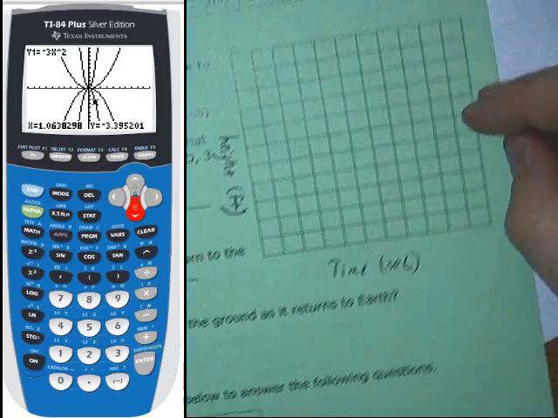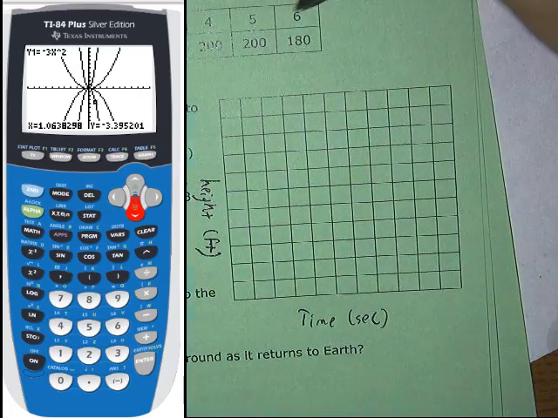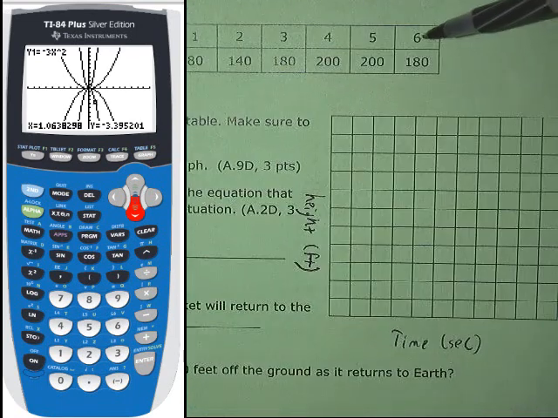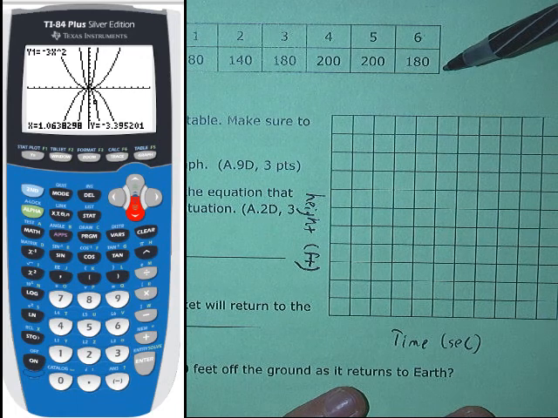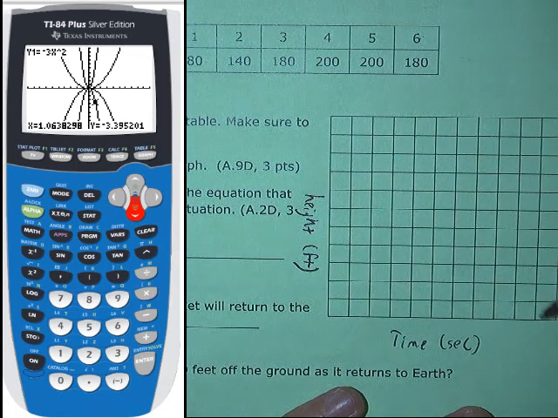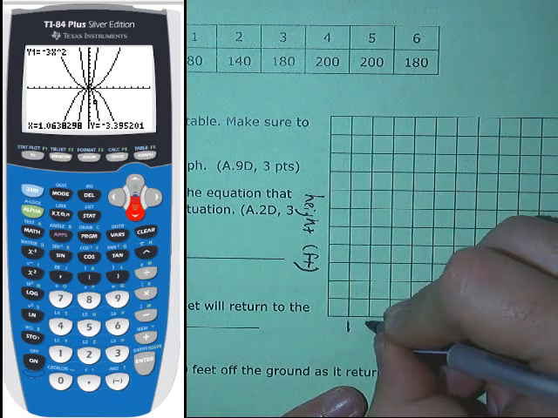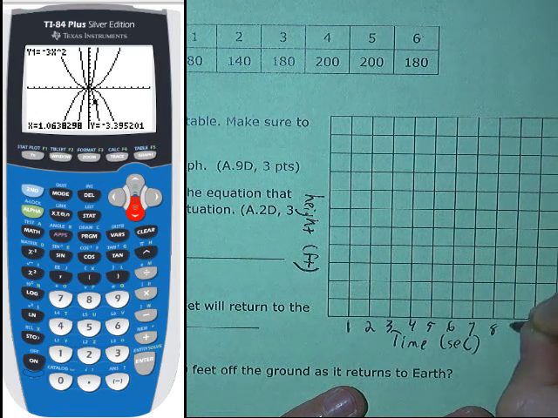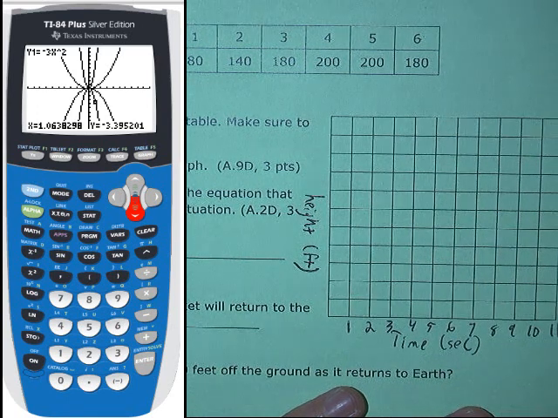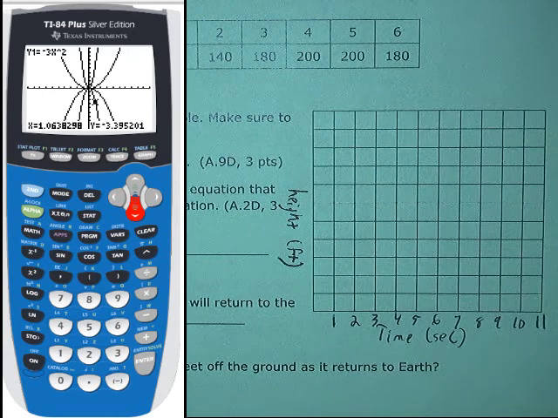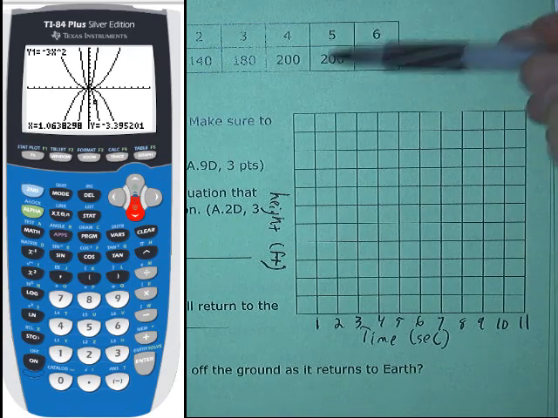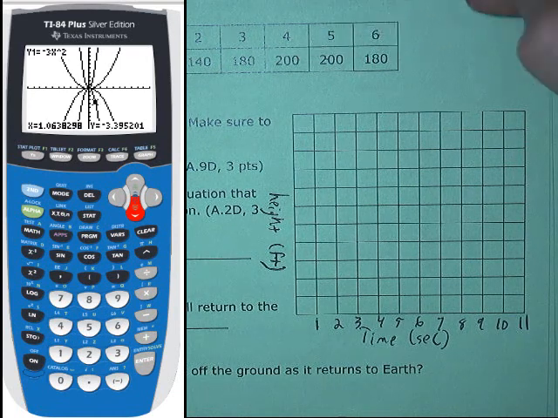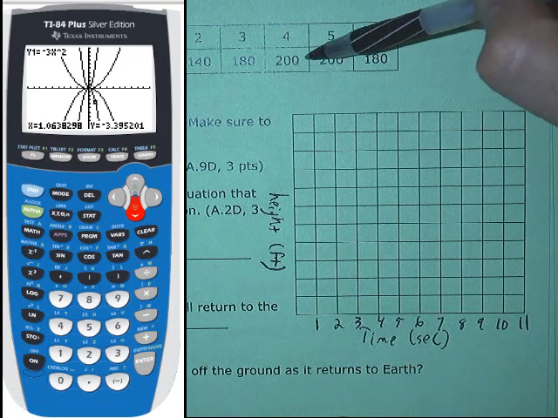It looks like my table only goes to 6. However, it's not back to the ground yet. So I've got 10 across. It looks like I should just label by ones, and I might use more than just the 6. Let's see my height. I go to 200 and a little bit past, because I know this isn't the vertex, so it's got to go a little bit past that.